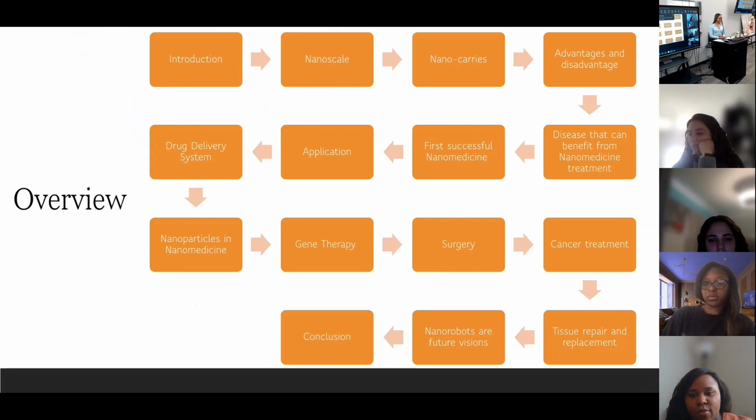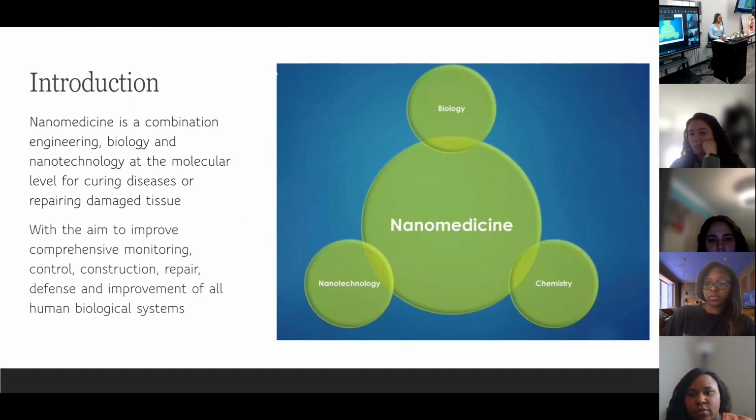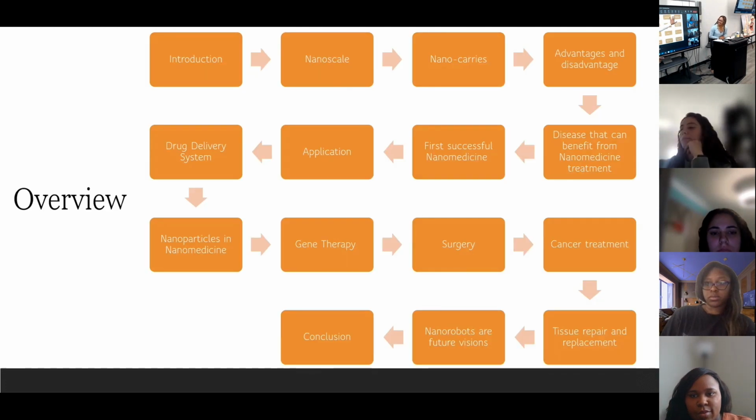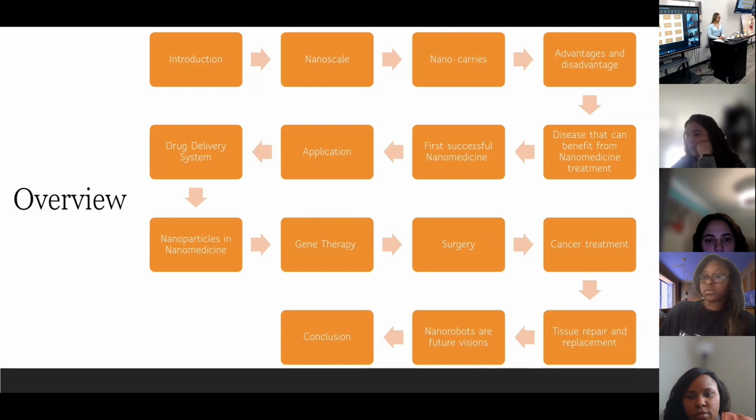Okay, so we'll be starting by talking about the introduction. Nanoscale, nanocarriers, advantages and disadvantages in nanomedicine, drug delivery system, application. The first successful in the nanomedicine, diseases that can benefit from the nanomedicine treatments, nanoparticles in nanomedicine.